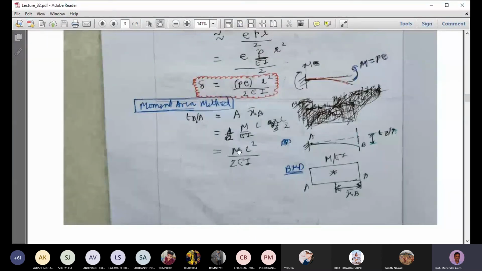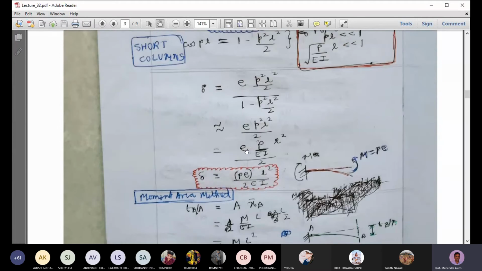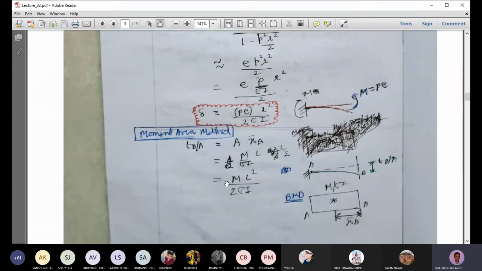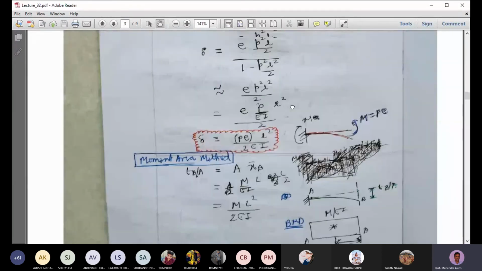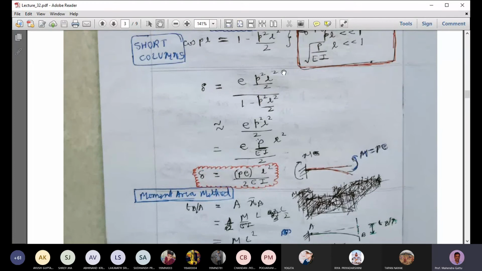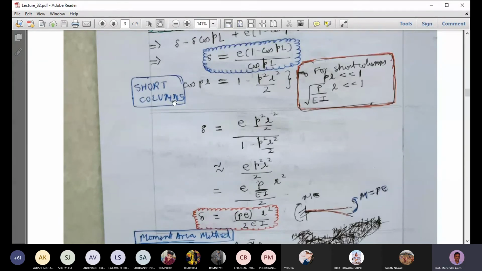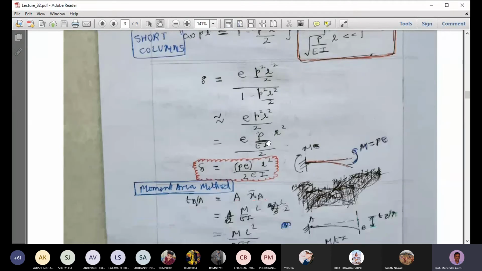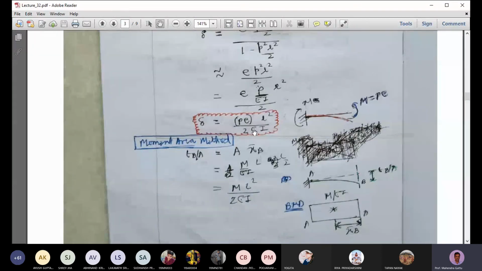Okay, so if you compare, actually the bending moment applied is P e, and here it is M. So both are equivalent. So this analysis will give back the analysis for this elastic analysis if you neglect the deflections. Okay, if you assume the first order analysis, which is applicable for short columns, then this entire system will come back to the first order analysis.